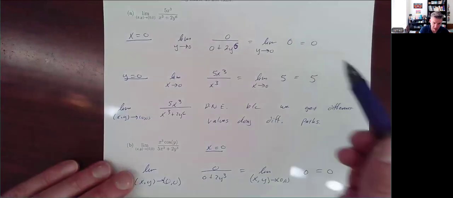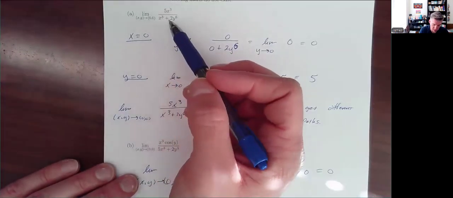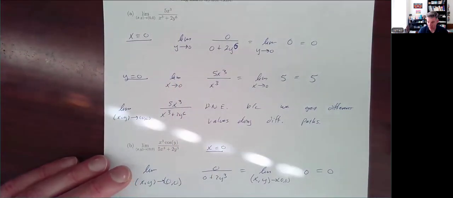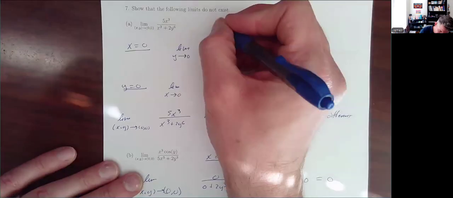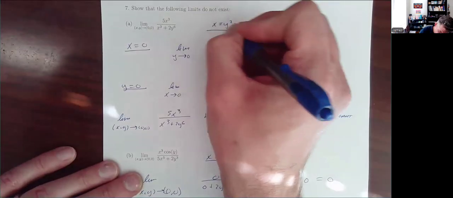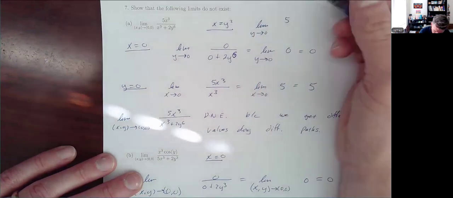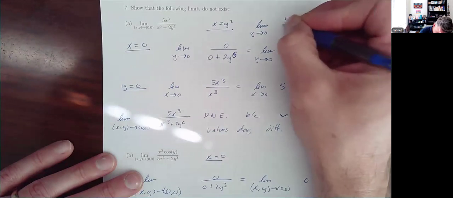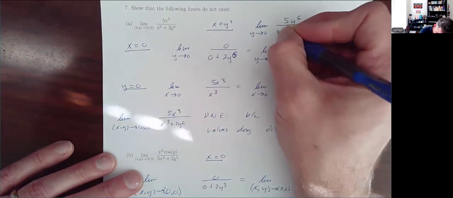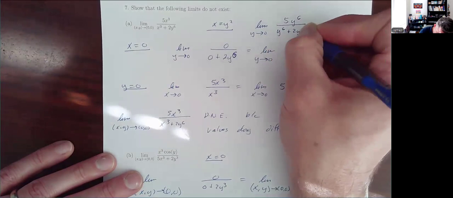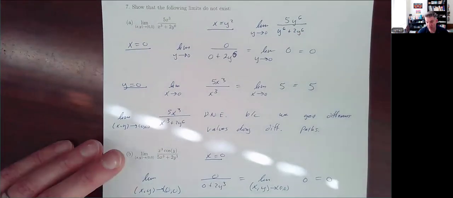I'll point out that another path that would have worked here would have been choosing x equal to y squared. Pick x equal to y squared for this first one, you get the limit as y approaches 0 of 5 times y squared cubed over y squared cubed plus 2y to the 6th. And that just ends up being 5/3.